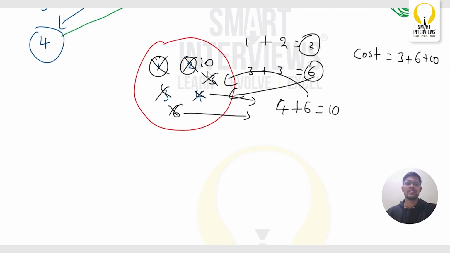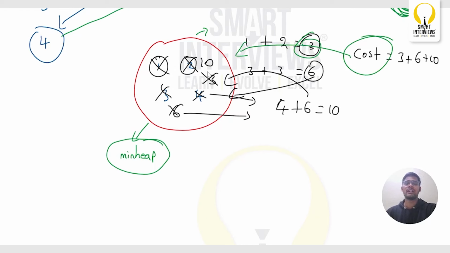So which data structure is suitable to perform this? If we use a min heap, then as long as the length of the min heap is greater than 1, I will pop 2 minimum values from the min heap and add their sum to the cost, then push that value back into the min heap. We'll keep repeating this process until we have one element in the min heap. Then we'll return the cost as our answer.